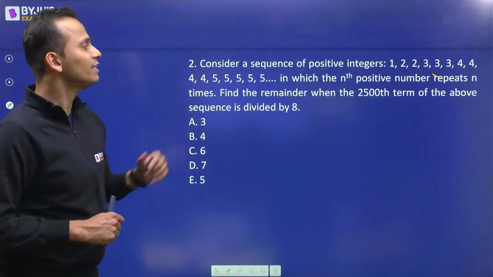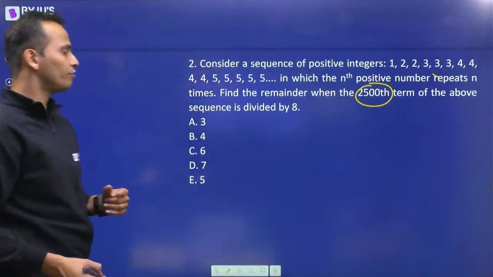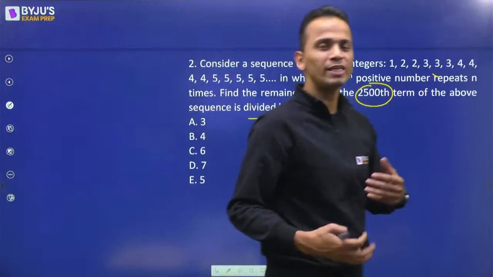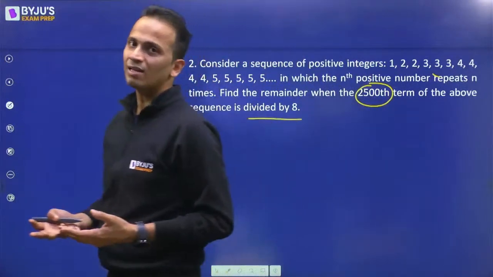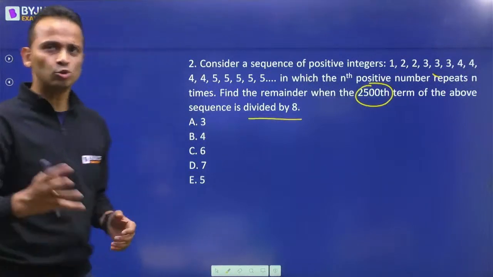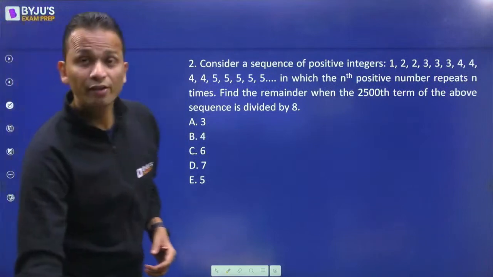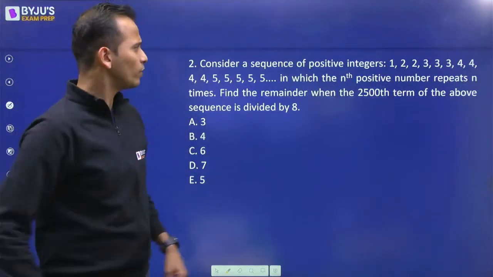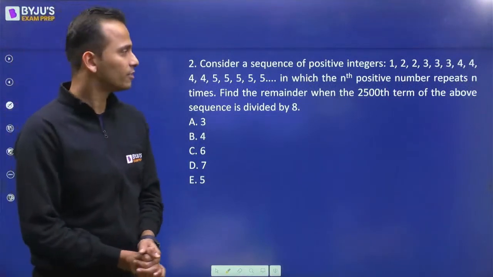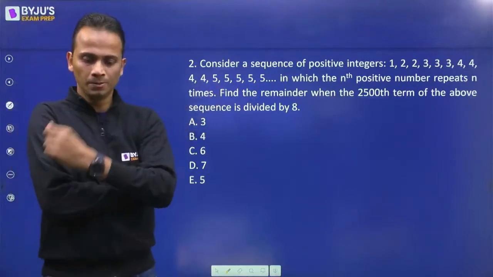Now find the remainder when the 2500th term of this sequence is divided by 8. So basically what I have to do is calculate the 2500th term, see which number it is, and then divide it by 8 and find the remainder. I hope that all of you can do it very easily. We'll give you a little bit more time for this one. Calculate the 2500th term of this sequence.